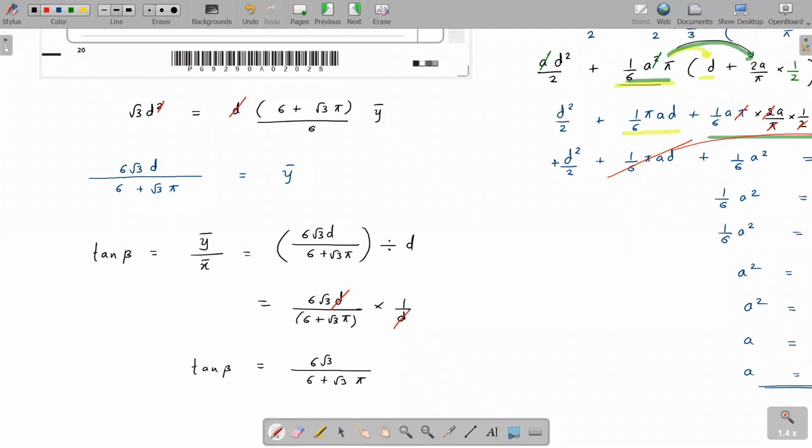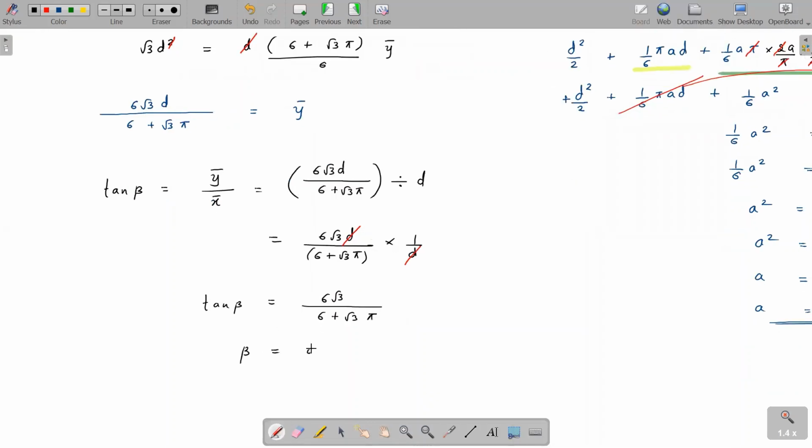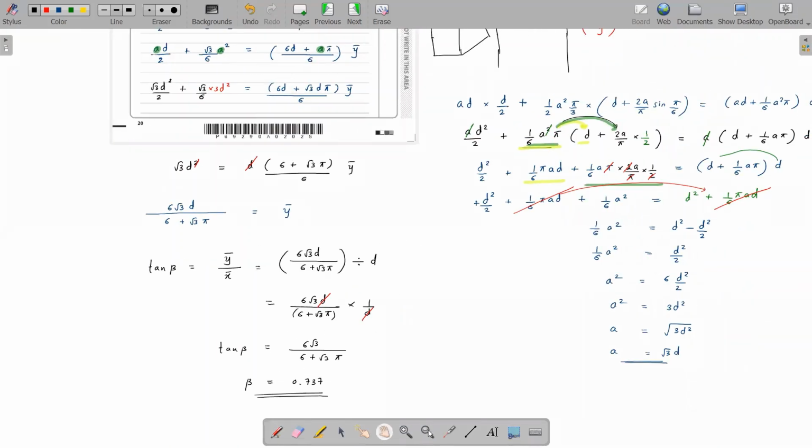Okay, so type in the calculator tan inverse in radian mode. Make sure your calculator is in radian mode. Tan inverse of 6 root 3 over 6 plus root 3 pi. And then we get the angle here. So this is the angle beta in radians, 0.7373. To 3 significant figures, beta equals 0.737. So I hope all of you are clear with the working that I did here.